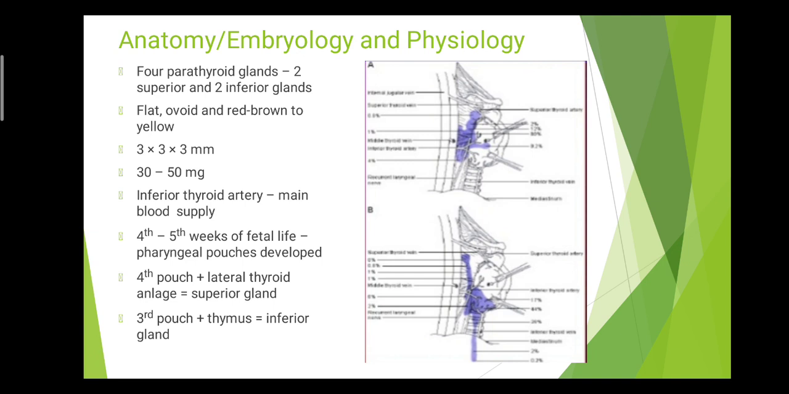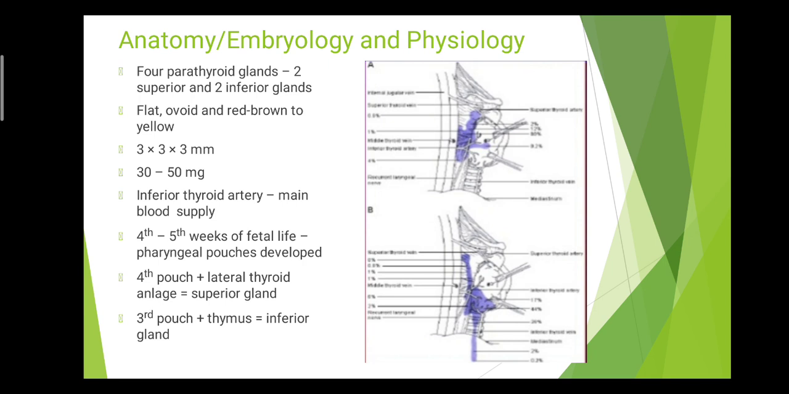Coming to anatomy, there are four parathyroid glands, including two superior and two inferior. They are flat, ovoid, and reddish brown to yellow. Each measures about 3 by 3 by 3 millimeters and weighs about 30 to 50 milligrams. The main blood supply is the inferior thyroid artery.